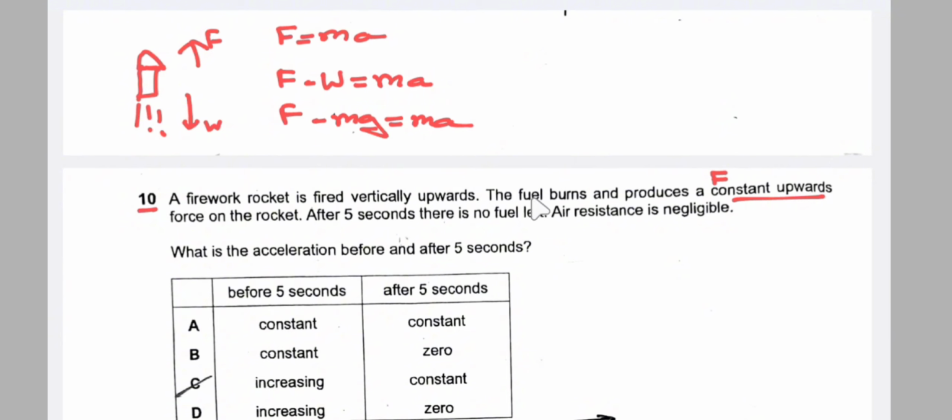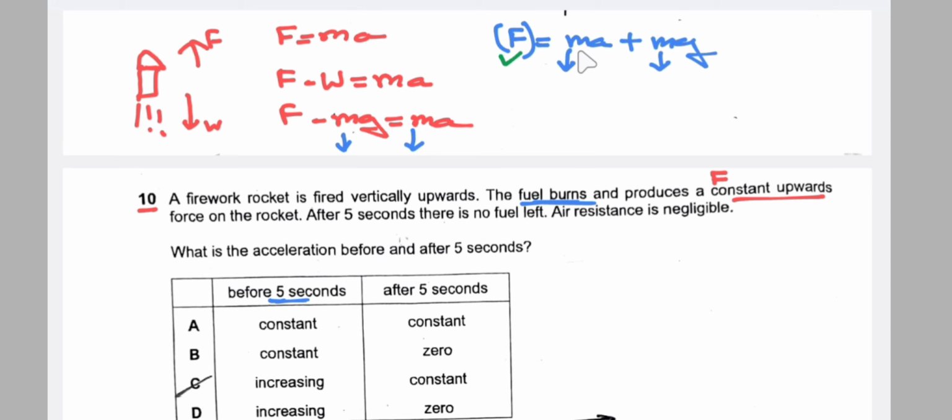Now from this equation, we know that the fuel is burnt. Normally it has some mass, but as fuel burns, the fuel is being used, so the mass decreases. Now if we rearrange this equation, then force is equal to ma plus mg. And here mass is decreasing as the fuel is burnt. That means before 5 seconds, as the fuel is burnt, mass is decreasing. And here it is mentioned that the force is constant. So this force is constant.